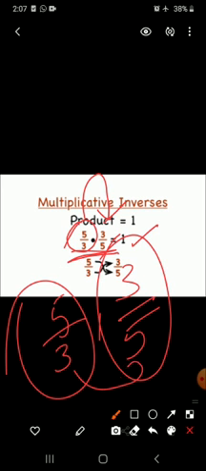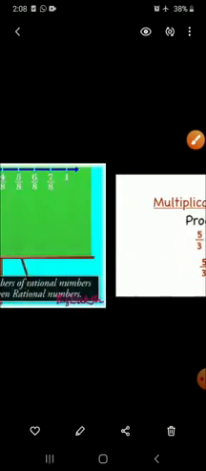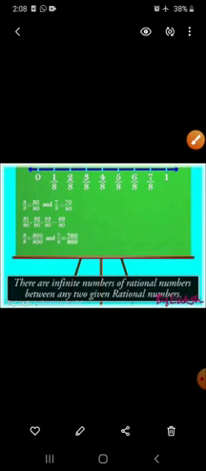So, the reciprocal of 5 by 3 is 3 by 5, right? So, the multiplicative inverse of 5 by 3 is 3 by 5, whereas the multiplicative inverse of 3 by 5 is 5 by 3.